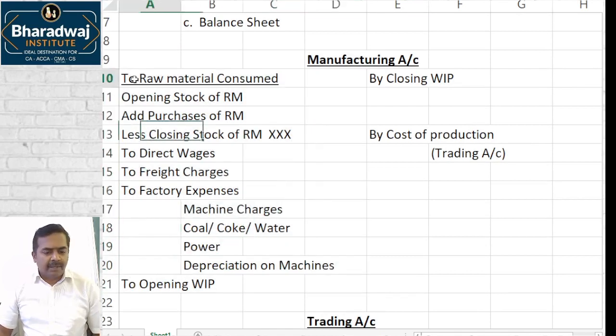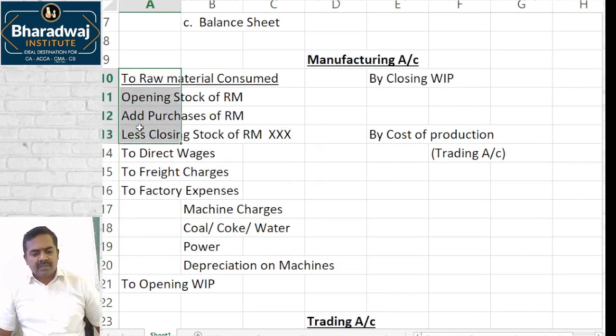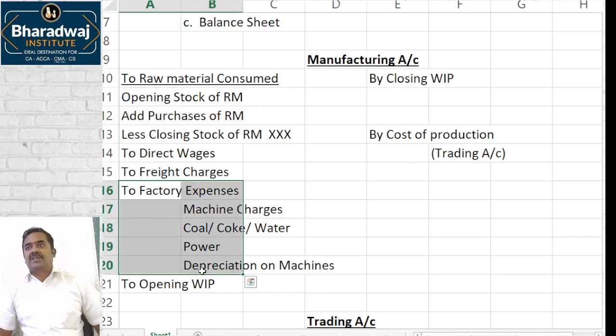Raw material consumed plus direct expenses will give us prime cost. Add factory overheads, we will call it works cost. Works cost is nothing but cost of production. Instead of preparing an account, you will prepare a statement that is called a cost sheet, which you will learn at the Inter level.